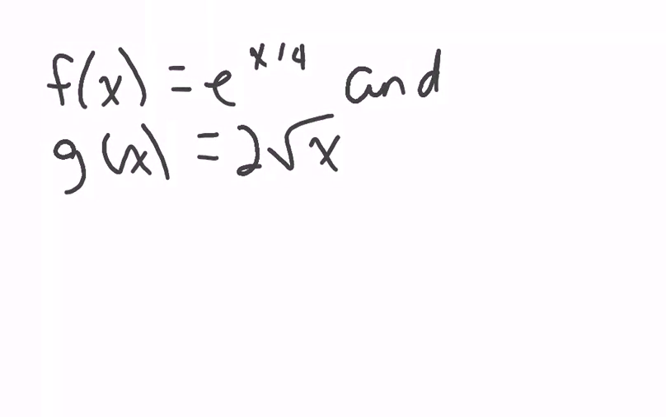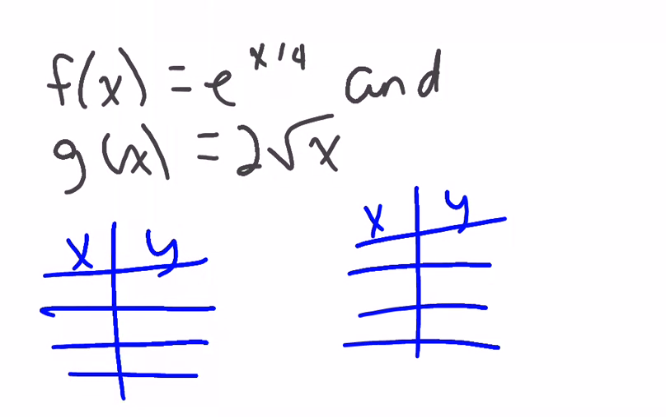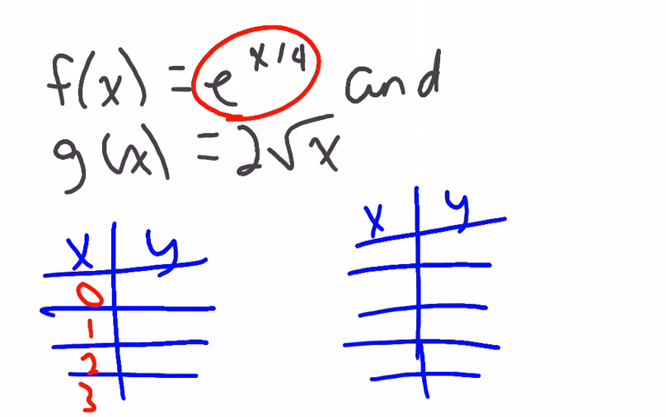So the best way to graph it is to make an XY chart for each one and just pick points to plug in for X, find Y, and then you can put them into the same graph. Okay, so for f of x, if we plug in 0, 1, 2, 3, we would just plug them into here and it answers out.